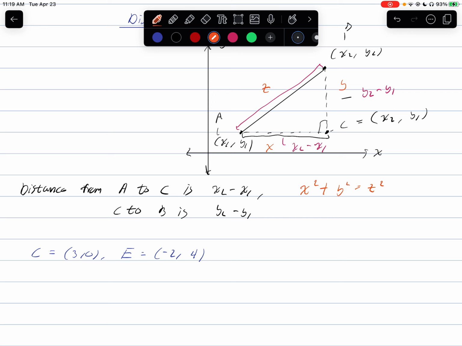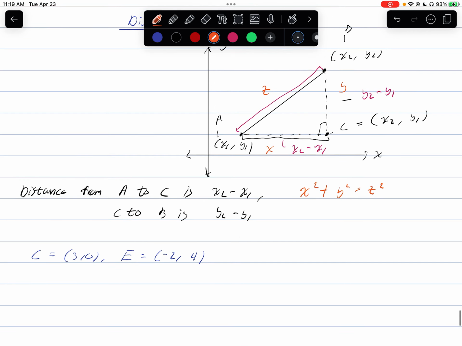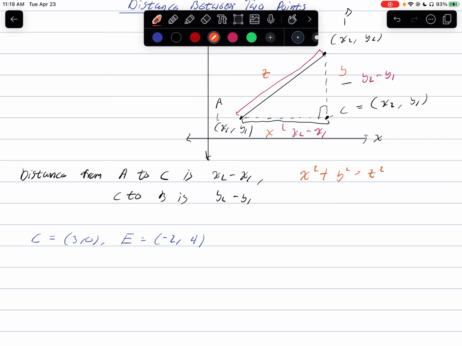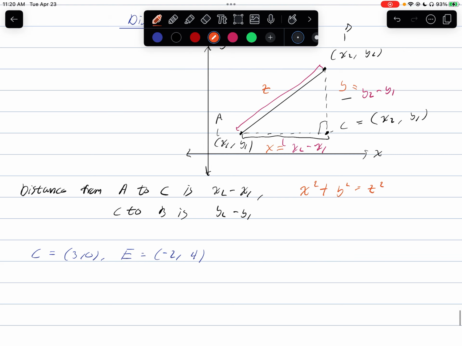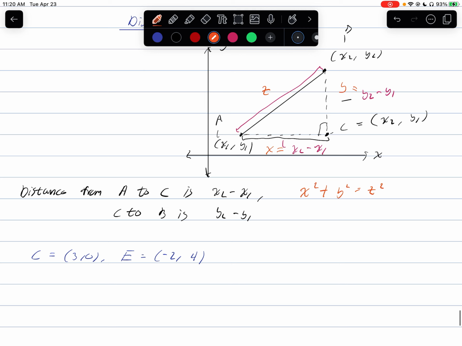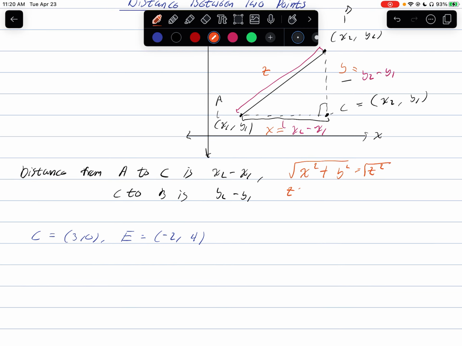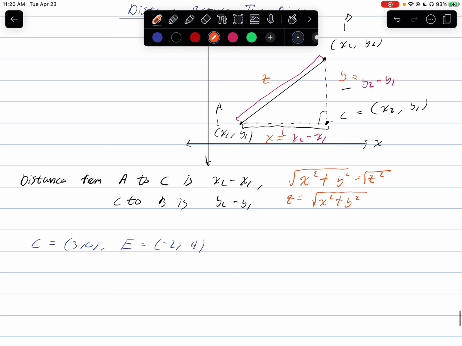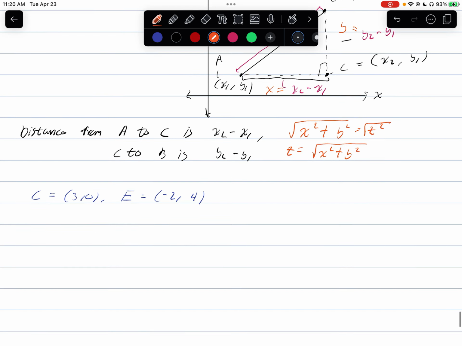This is the Pythagorean theorem right here, okay? But here X is going to be given by x2 minus x1, and Y is going to be given by y2 minus y1, okay? So if we want to find the length of Z, we can just take the square root of both sides, and we have that Z is going to be given by the square root of x squared plus y squared, okay? But X is x2 minus x1, and Y is y2 minus y1.